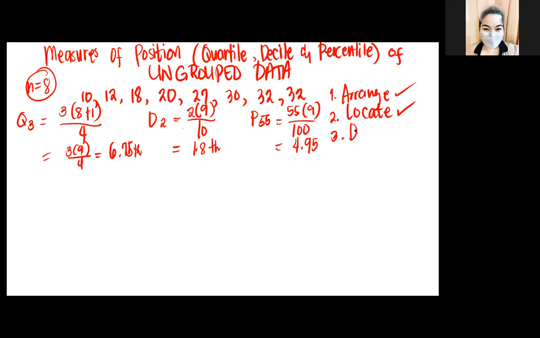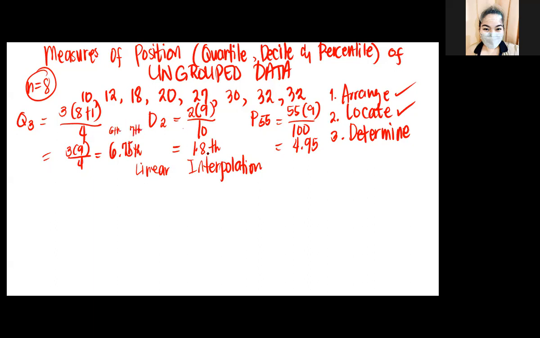Ngayon, hanapin naman natin ano yung data na yun. We have to determine yung data. So para ma-determine yung data, we have to use the interpolation or what we call linear interpolation. In linear interpolation, kinukuha mo yung dalawang data kung saan nakapagitan yung position ng ating Q sub 3, D sub 2, and P sub 55. So dito, meron tayong 6.75. So ibig sabihin, nandun siya sa gitna ng 6 at 7 data.